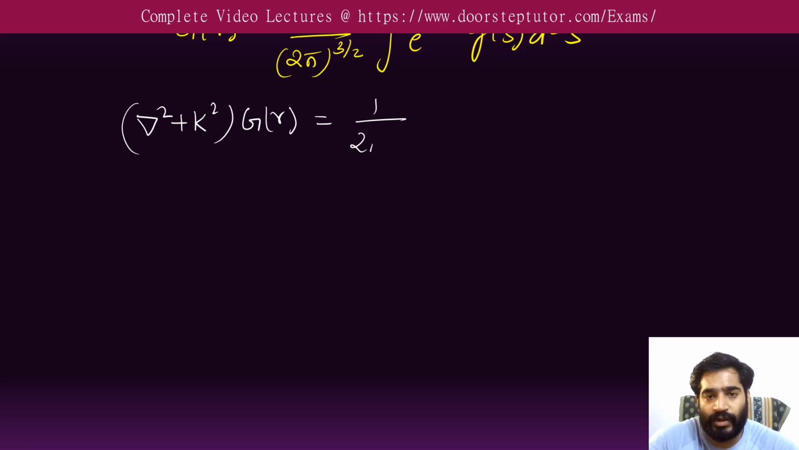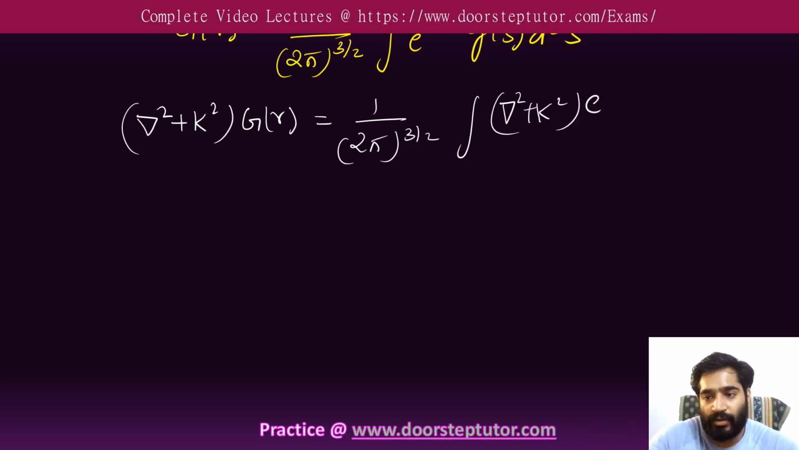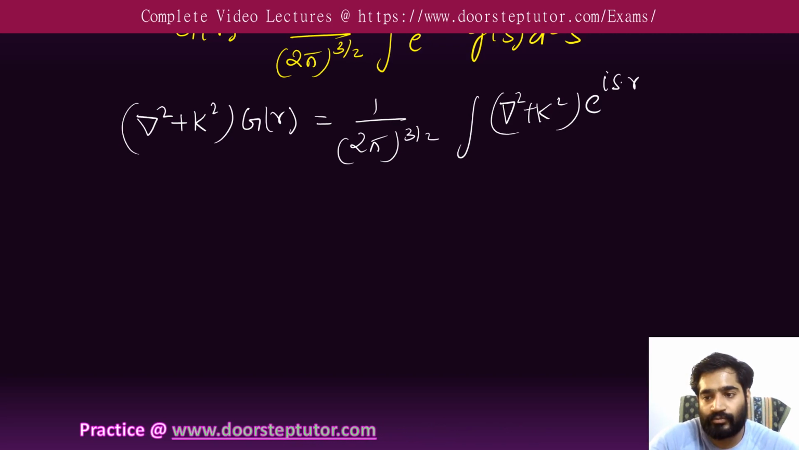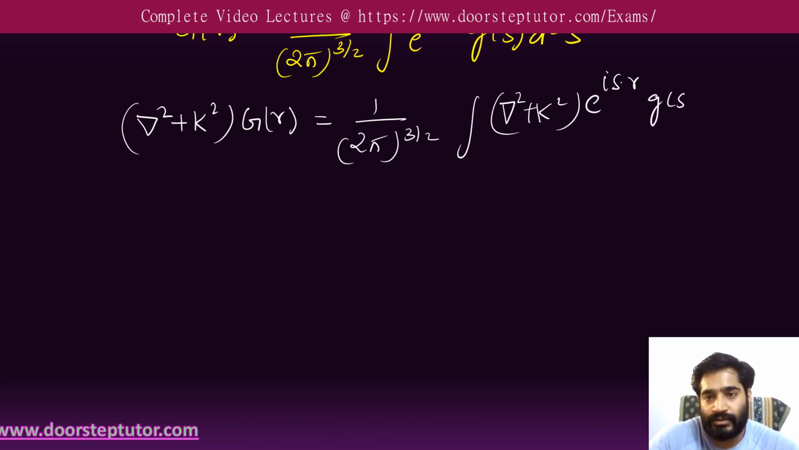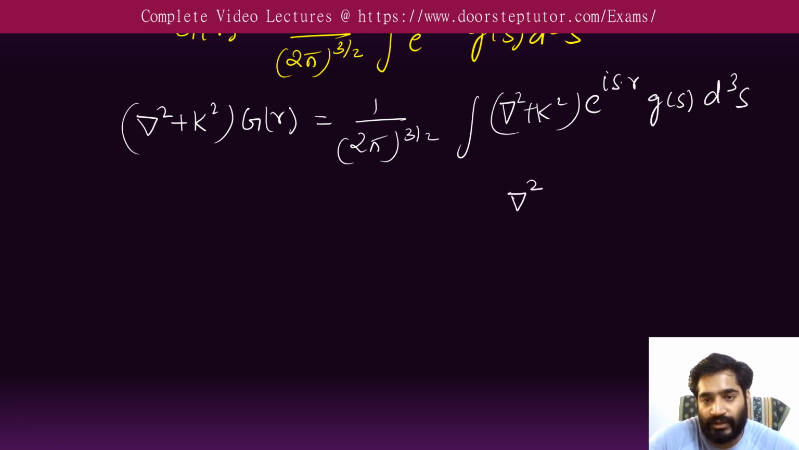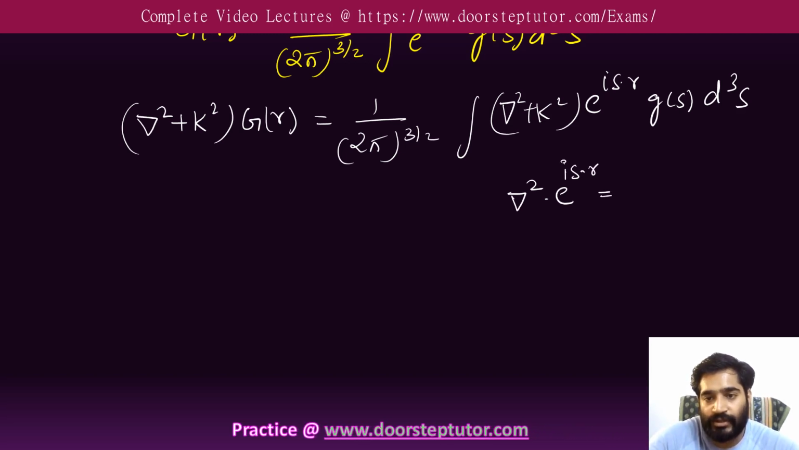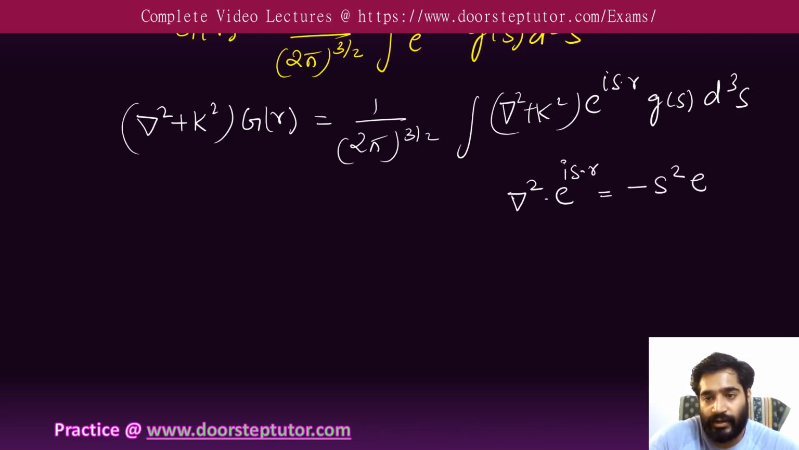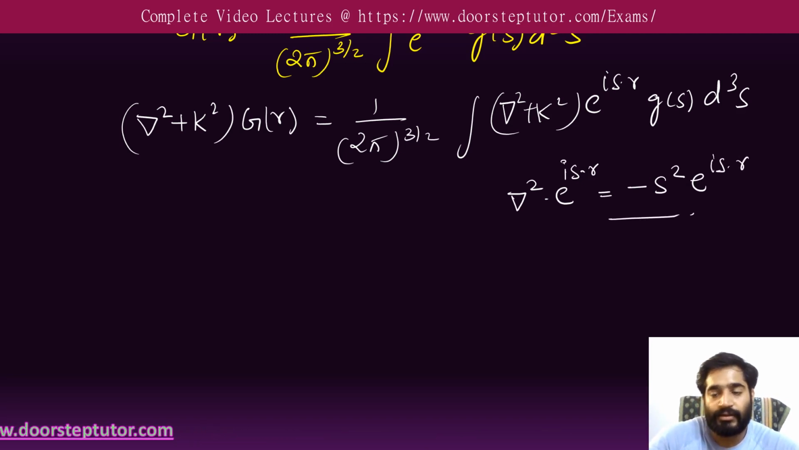It is 1 upon 2 pi to the power 3 by 2, integral of del square plus k square acting on e to the power i s dot r, g of s, d3s. This is what we got. Now if I solve this, you can easily see I will get one equation, which is del square of e to the power i s dot r equals minus s square e to the power i s dot r. Clear? So I use this equation.